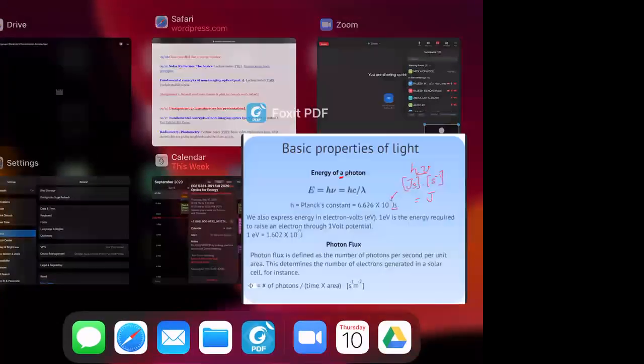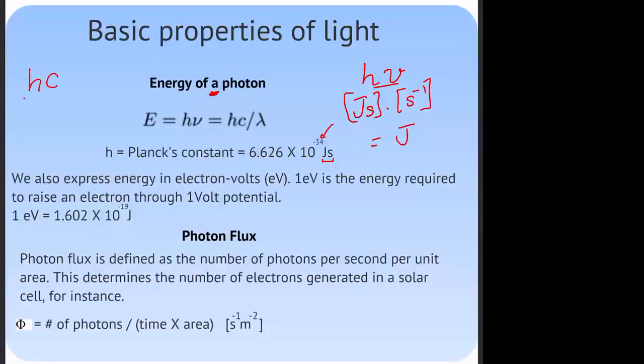This is a good practice. For instance, you can also check dimensionally hc over lambda. h is joules seconds, c is meters per second, and divided by wavelength in meters. So meters cancel out, seconds cancel out, and I still get joules. Everything dimensionally makes sense, which is important.